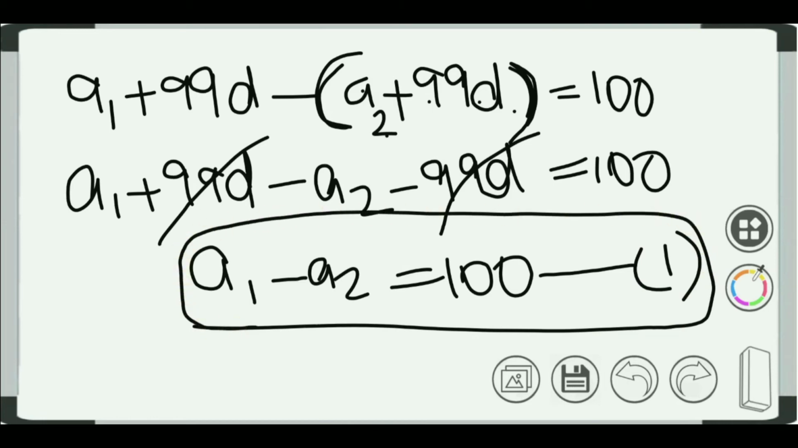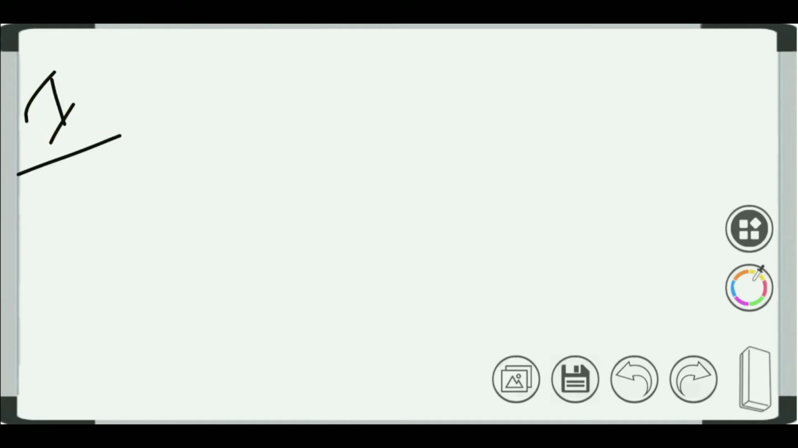And do the second one. Find the 1000th term difference. For the first AP, what is the 1000th term? A1000 is equal to A plus n minus 1, meaning 1000 minus 1. What is 1000 minus 1?